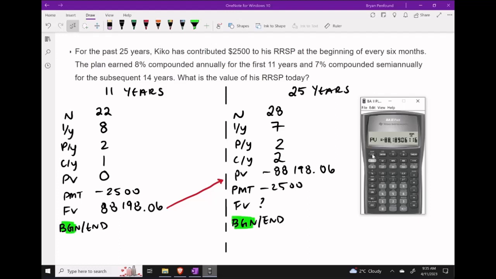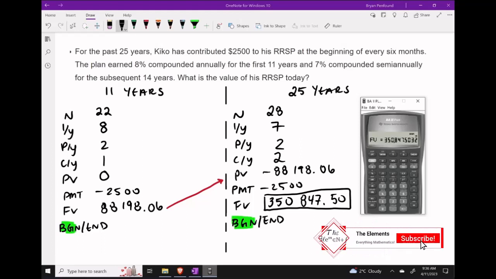Let's go into our sub-menu so that we can update PY and CY. We just need to update CY to be 2. Okay, we're going to go ahead and exit here. We do have to update our interest rate to be 7%. And then we are going to have to update our N value to 28 as well. Okay, so with all that in, we should be able to compute now our future value of the annuity. And that gives us a final answer of $350,847.50.